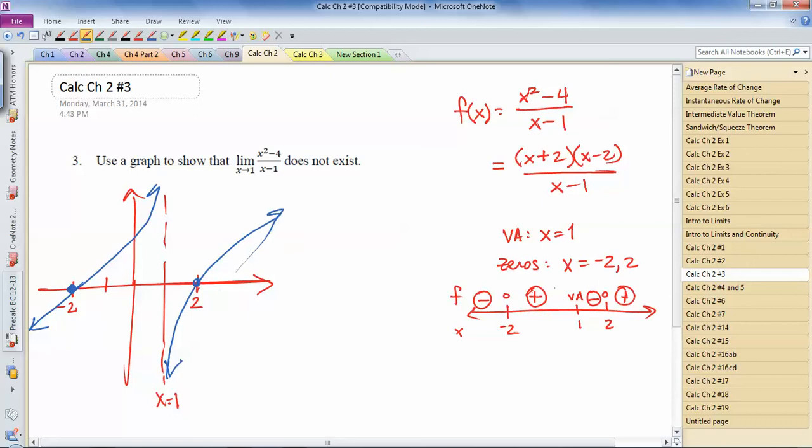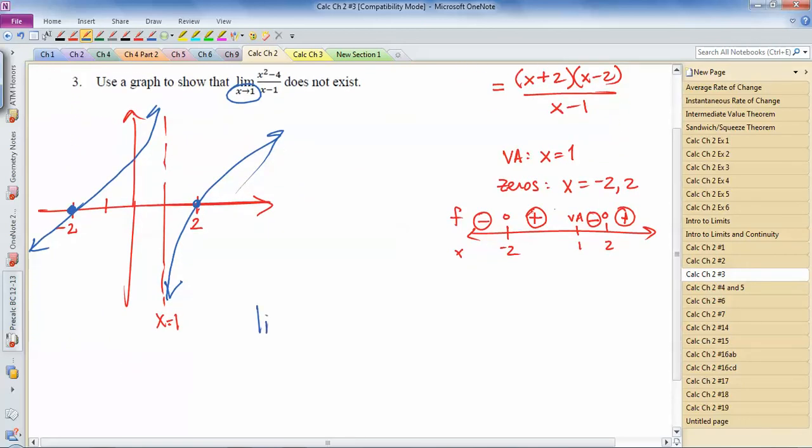So if I'm looking around x equals 1, then I need to look at the left side and the right side of 1. So limit as x goes to 1 from the left of f of x. Well, on the left side it goes up to infinity. Ugh, sorry, the pen's not working here. Infinity. And then the limit as x goes to 1 from the right of f of x is negative infinity.